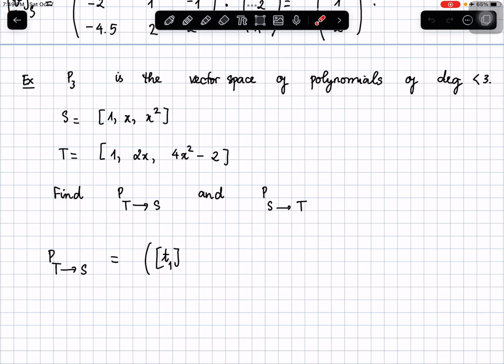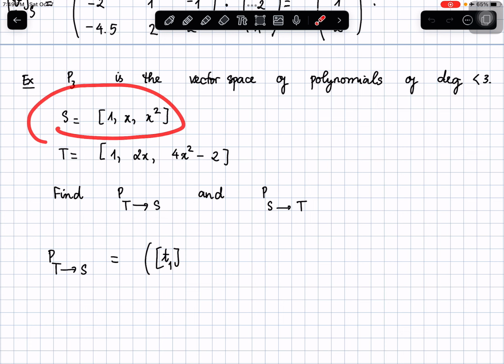Here we have the vector space P of polynomials of degree less than 3. We have two bases, S and T. For this vector space, we need to find a transition matrix from T to S and from S to T. We call that the S basis. This basis is the standard basis for this vector space.